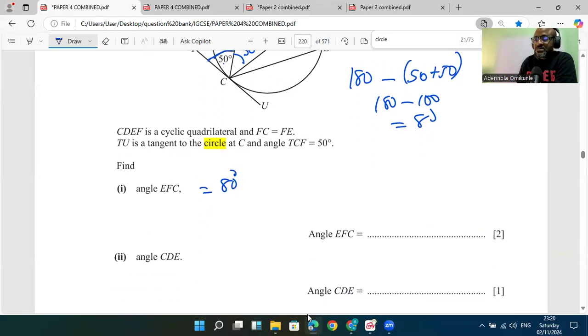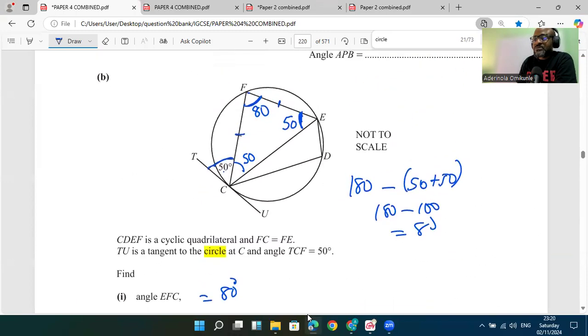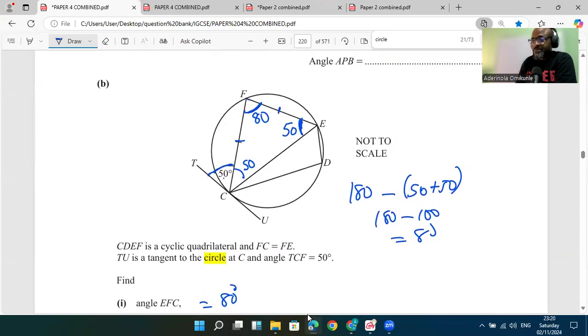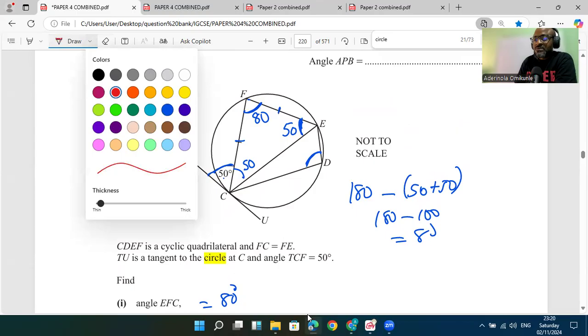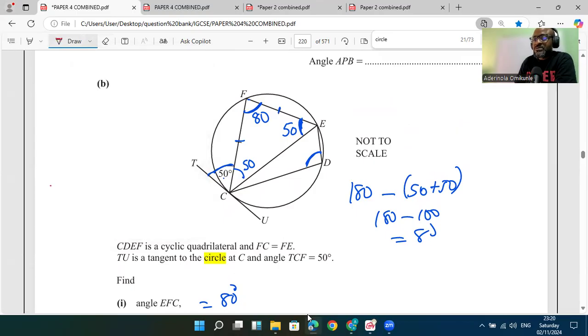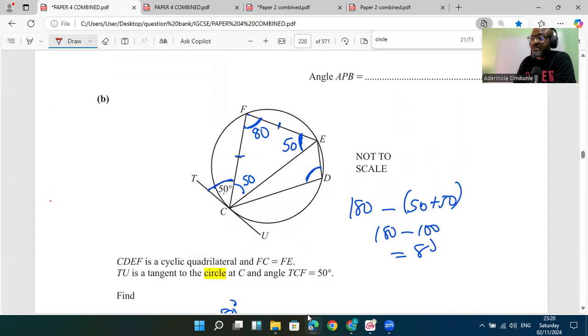Then the next one says find CDE. That's the last one. Find CDE. Please hit the pause button again and try to find it. Let me use the red marker for EDC, or CDE, which one? Should be CDE, same thing. So this is it here. So what do we do? You can see that this is the cyclic quadrilateral. The four vertices touch the body of the circle. So you just say 180 minus 80, which gives you 100. So CDE is 100.